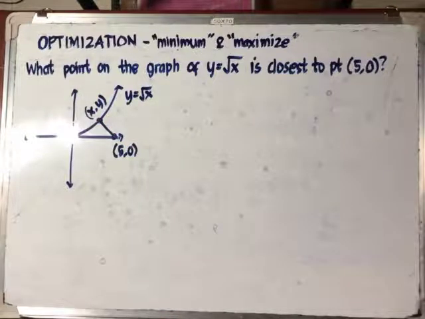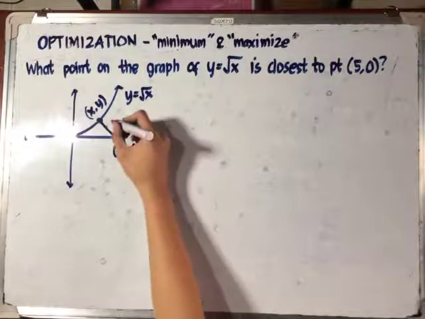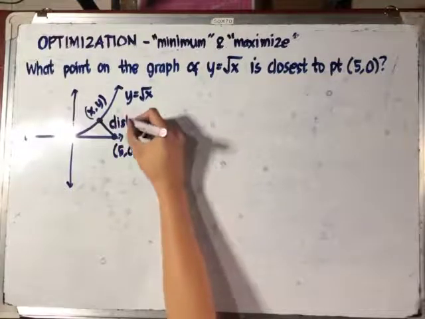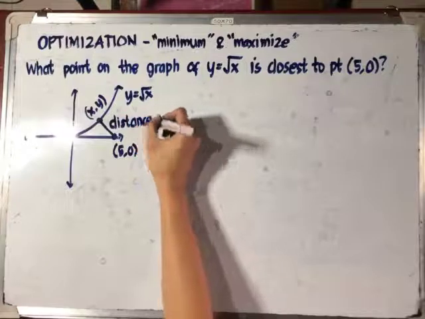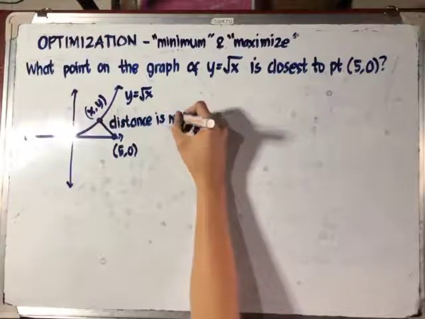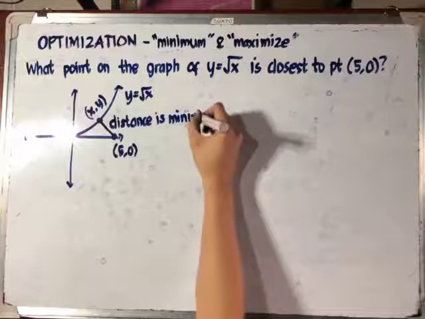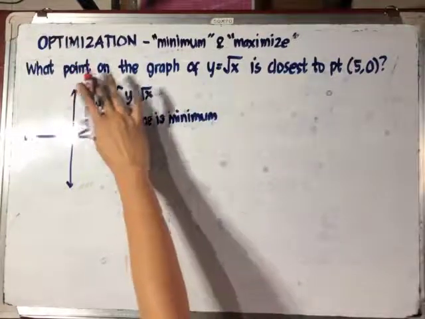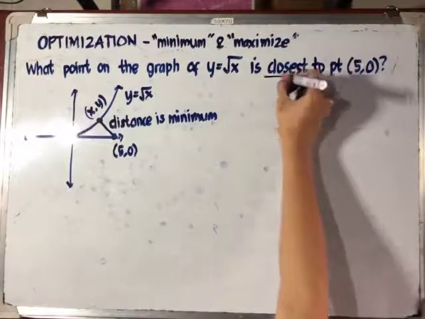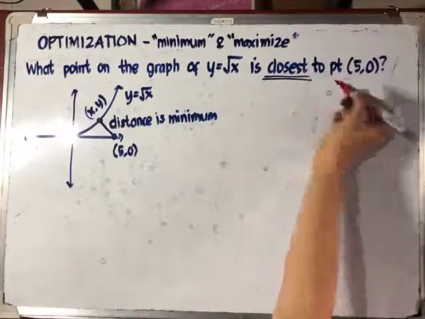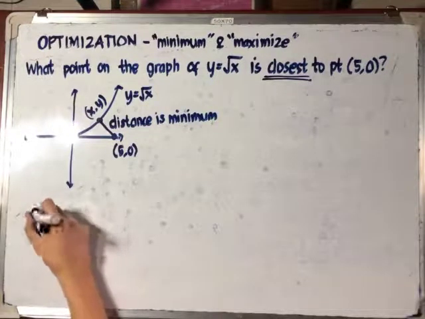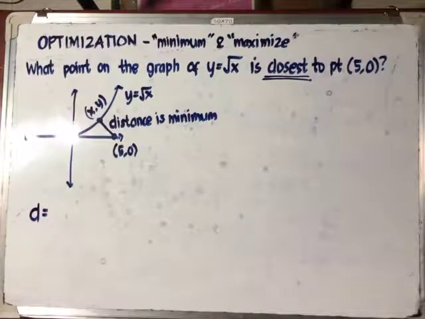If we say that this one is the closest, therefore the distance should be minimum. You don't see the word maximum or minimum in the problem, but the word closest here tells you that this is an optimization problem. And to get the minimum distance, we need to establish our distance equation.